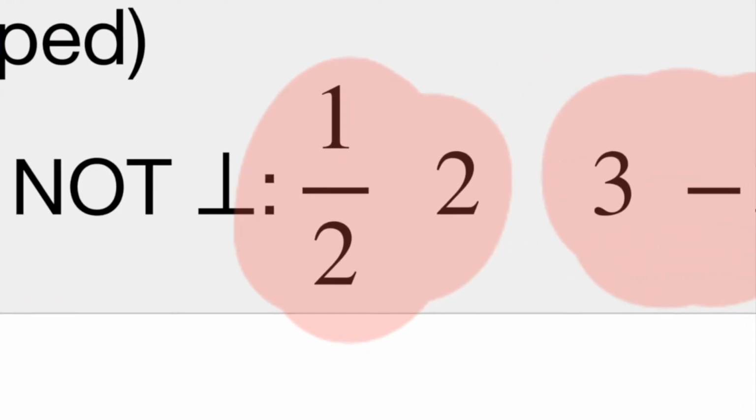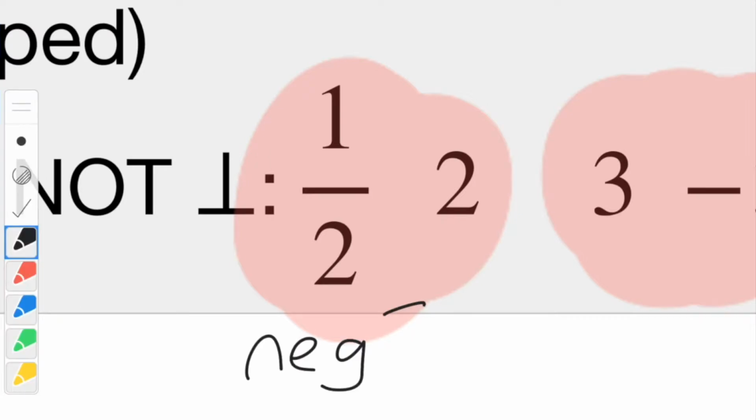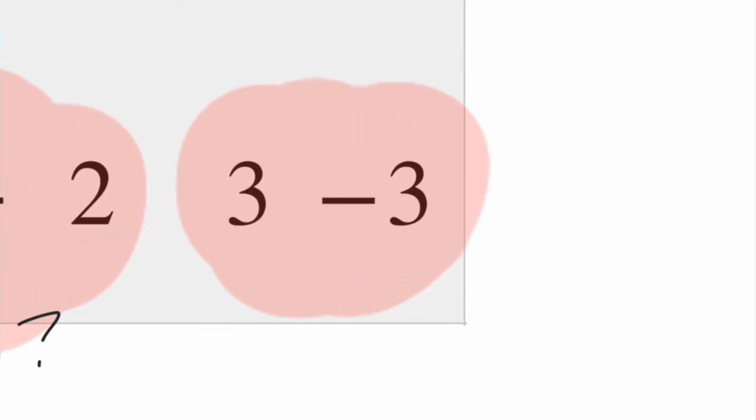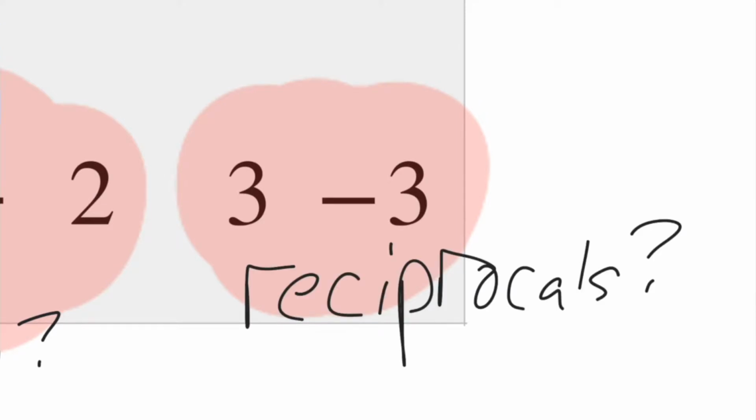These are not perpendicular. Although they are reciprocals, they're not perpendicular because they're both positive. It's lacking a negative slope. Where's the negative slope? It's not perpendicular. Here, you've got one positive and one negative, and that's great, but they're not reciprocals of each other. And that's why they're not perpendicular.